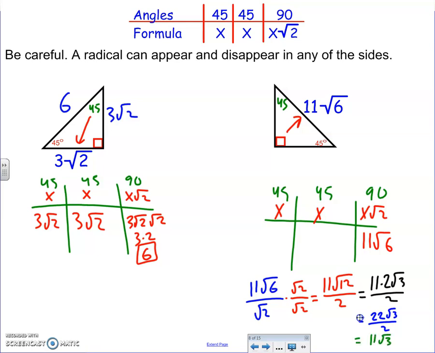All right, so I know that this x will be 11 root 3, and this other one will also be 11 root 3. That should make sense. 11 root 3 times root 2 means 11 root 6. All right, so these are just 11 root 3's. All right, that's the first special right triangle.